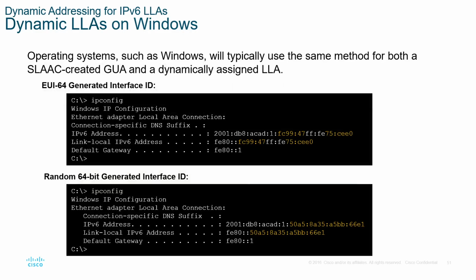Operating systems such as Windows will typically use the same method for both SLAAC created GUA and dynamically assigned LLAs. So basically, if you have a Windows machine that is using the EUI-64, you see that they are very similar except for the prefix. Now, if there is a randomly generated 64-bit interface ID, they are very similar as well. The only difference is that they are not related to the MAC address at all.